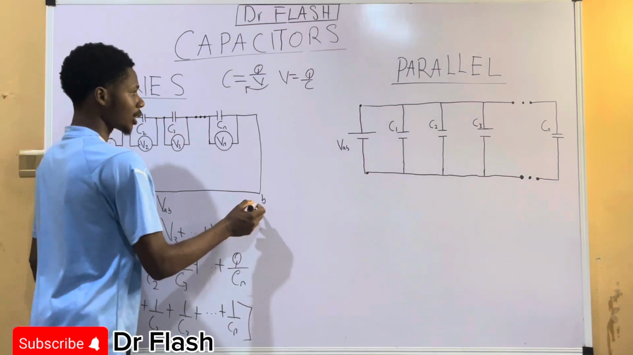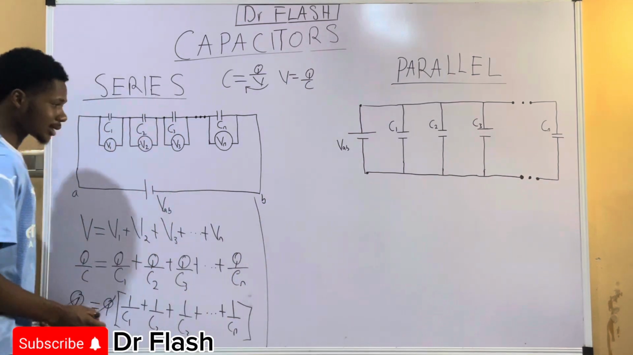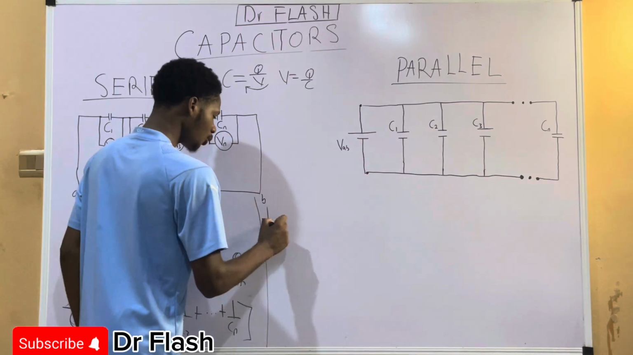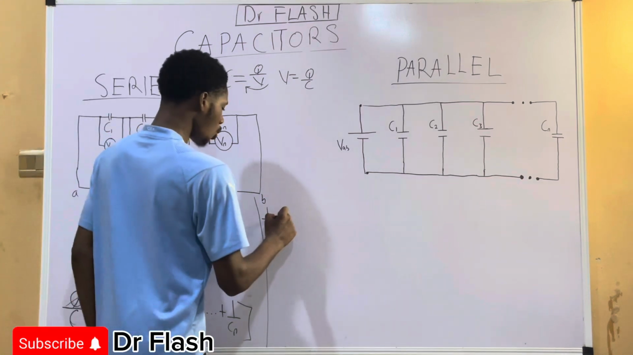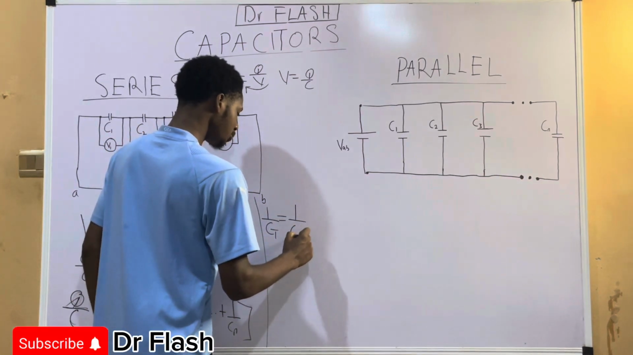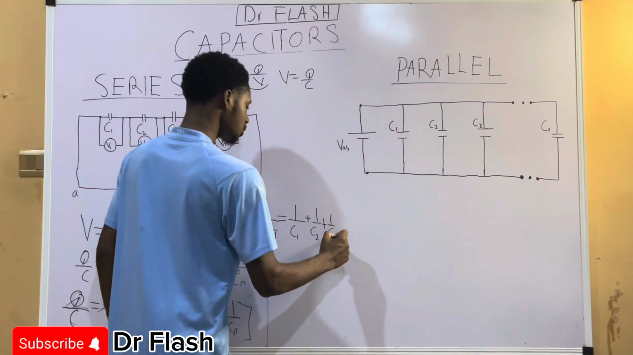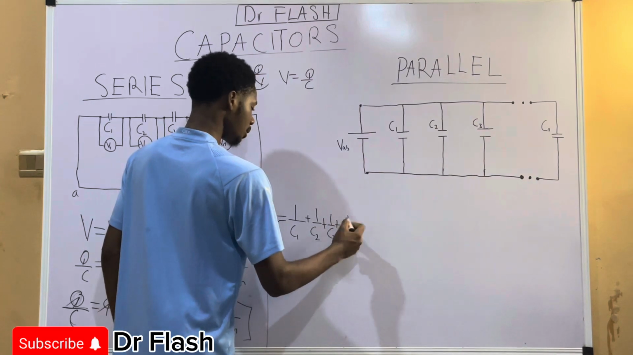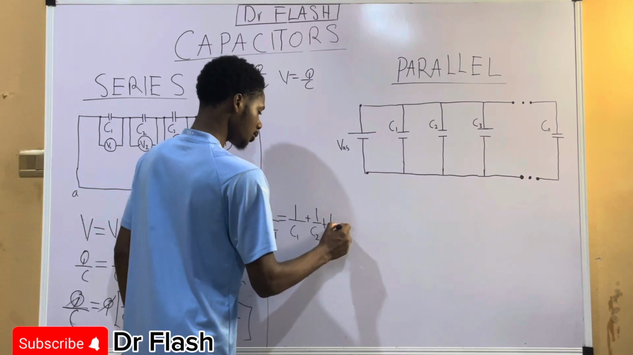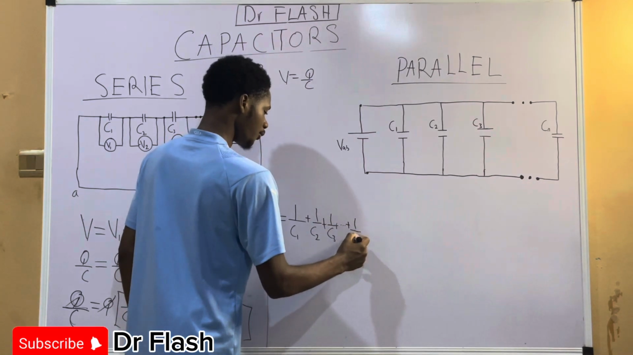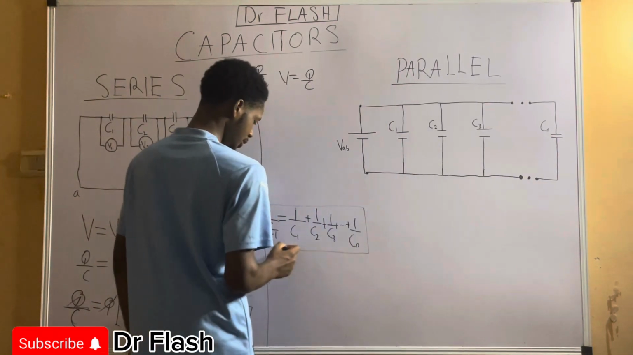1 over C. So we can then say that for capacitors in series, the net capacitance can be calculated by using the equation 1 over C total, to tell you that this is the net capacitance. It will equal the sum of the reciprocal of each of the capacitors, 1 over C1 plus 1 over C2 plus 1 over C3 plus 1 over C4 down to, plus dot dot dot plus 1 over Cn. So here is the formula for doing that.